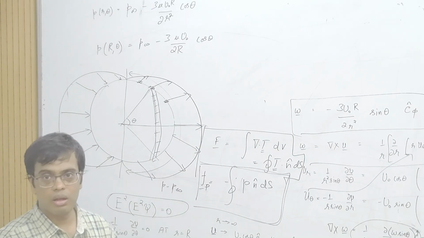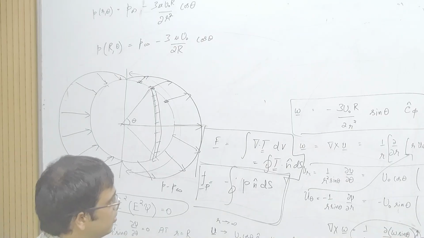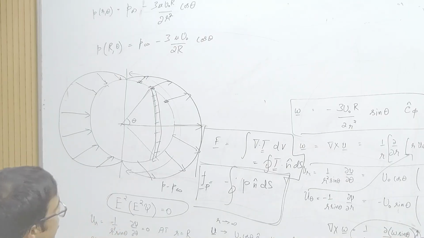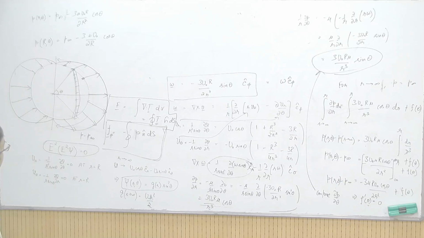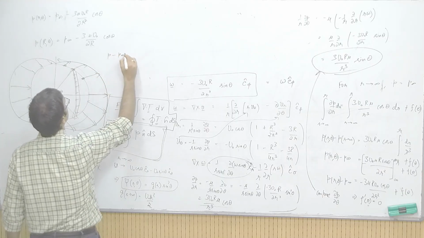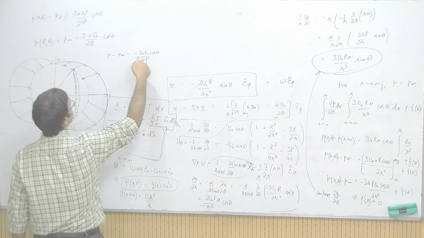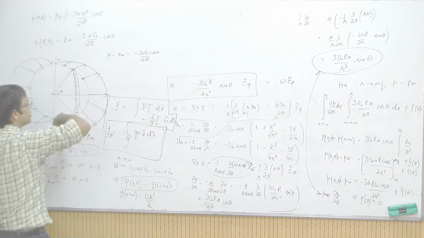What is the magnitude of P infinity here? I was a little confused about the negative on the right side, in the expression of P of r, theta equals P infinity minus. No, I'm not saying anything like that. I'm saying P minus P infinity, which is minus three mu u naught cos theta over 2r. This is less than 0 here. This is greater than 0 here.